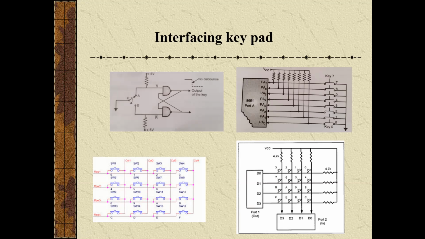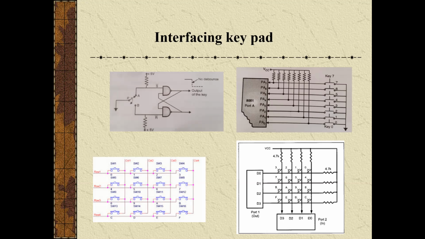Non-matrix form of the keyboard. The key closure is identified by reading the port data, but it requires many port lines. The number of input-output lines is equal to the number of keys here. The number of keys used is the same as the number of output lines.